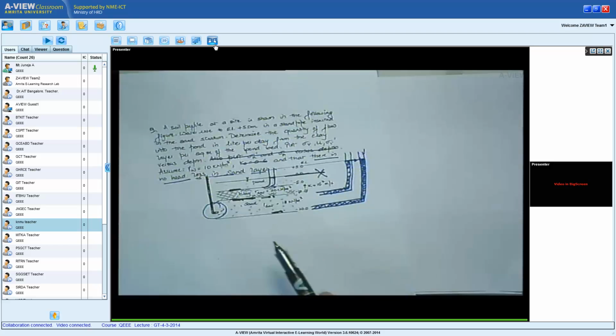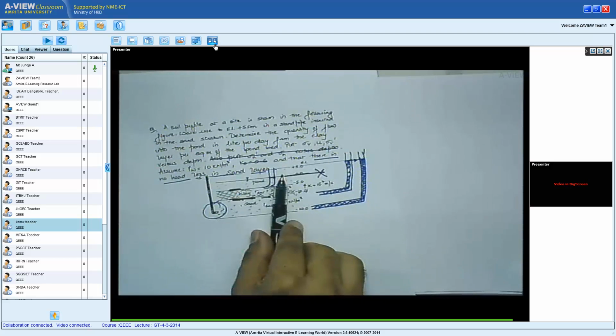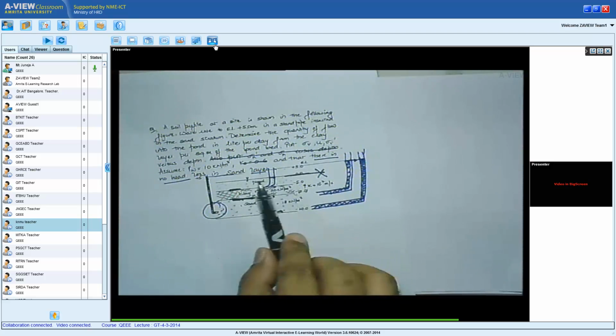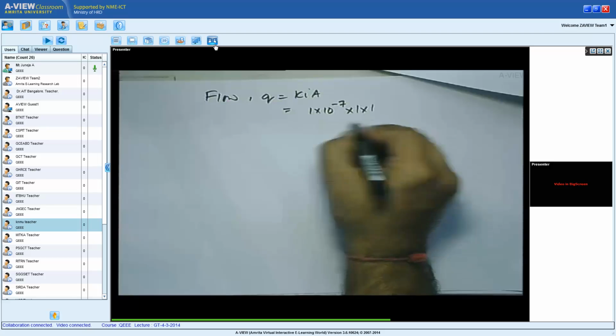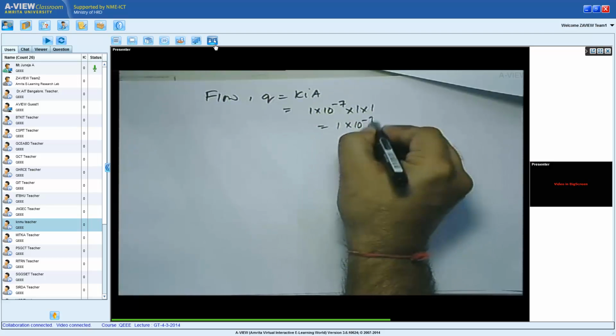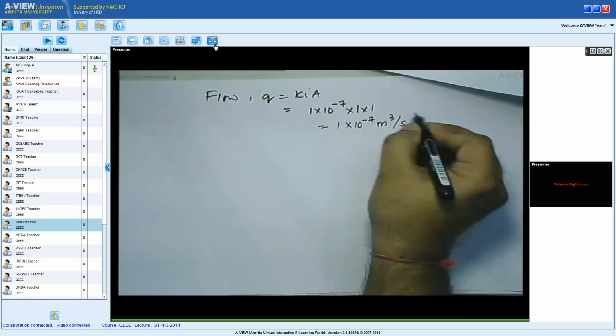Okay, so because the water flows upward, it's 1 times 1 which comes out and hits you. So area I'm going to take as 1. That gives me 1 into 10 power minus 7 meter cube per second.